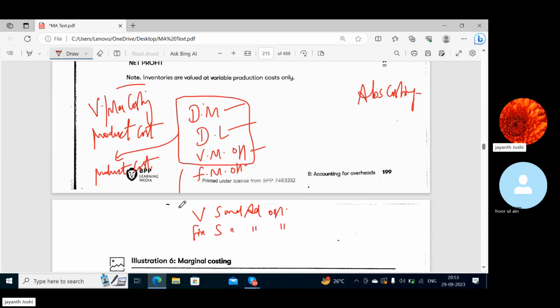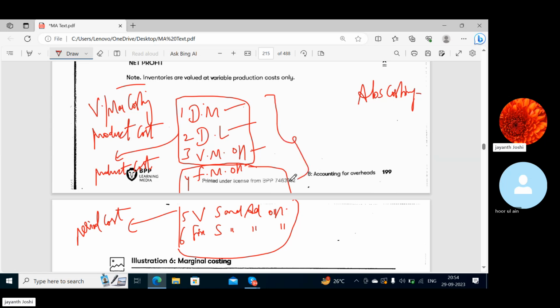And these three, down three, so 1, 2, 3 are product cost, 4, 5, 6 are... I'll put them in a circle. So 1, 2, 3 are product cost, 4, 5, 6 are period cost. Did you understand? Yes. But in absorption costing, 1, 2, 3, 4. That's what I'm putting a bracket here.